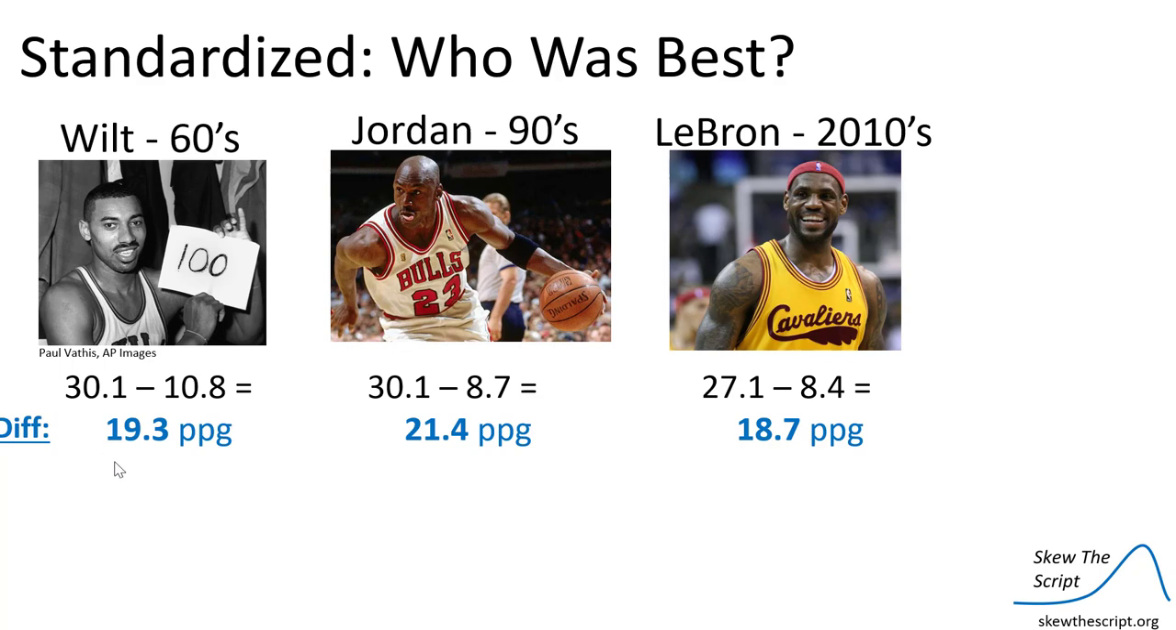So let's go back and actually standardize these point differences. Going back to our data set, we know Wilt Chamberlain averaged 19.3 points per game more than the average player. Jordan was 21.4 points per game more, and LeBron was 18.7 points per game greater. But let's look at how much the spread or difference was between players. In the 60s, our deviation was 7 points per game, and then it goes down from there. So more people are scoring more consistently.